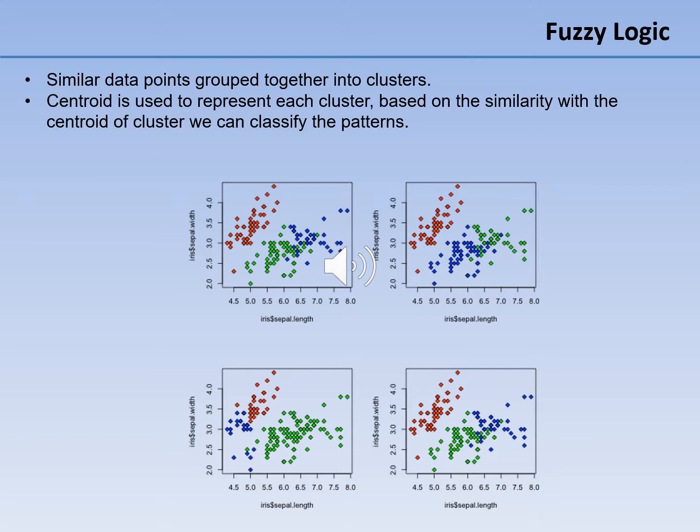Fuzzy logic is an approach to computing based on degrees of truth rather than the usual true, false, or Boolean logic on which the modern computer is based. A fuzzy logic model is also constructed by a set of if-then rules to describe the relationship among the input and output variables. As shown in the figure, fuzzy clustering, also known as soft clustering, is a form of clustering in which each data point can belong to more than one cluster.